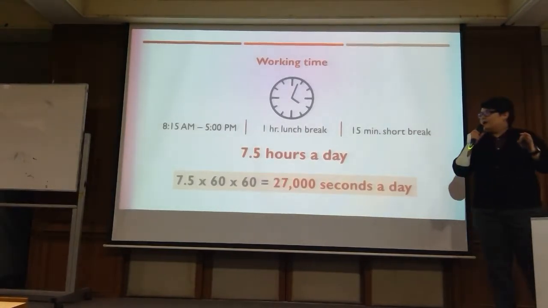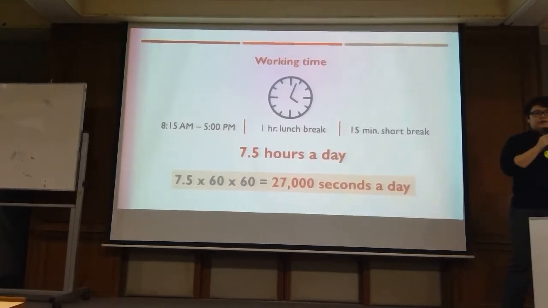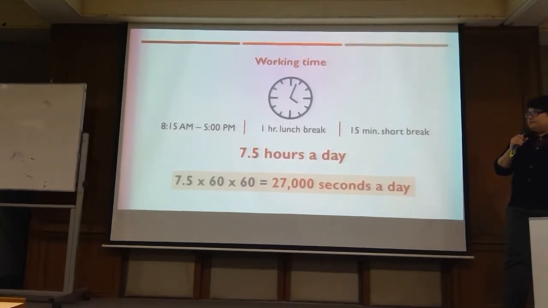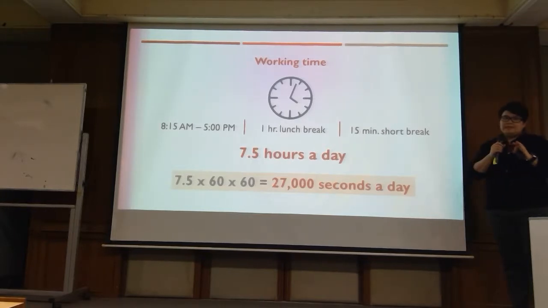The engineer designed the assembly line with 10 workers. They will be working from 8:15 to 5. Of that 7.5 hours, it includes a 1 hour lunch break and a 15 minute short break. When calculated out, that will be 27,000 seconds a day.